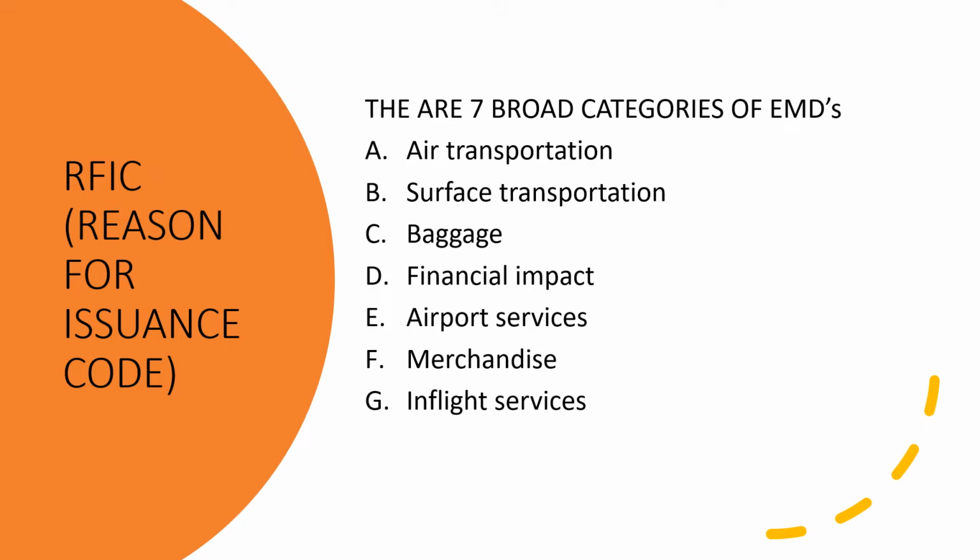We have 7 broad categories of an EMD, which are the reasons for issuing the EMD, also known as RFIC. Now, very important, when writing the exam, it's very important for you to indicate the alphabet letter from A to G. So please, students, do not just write Transportation, because you will be penalized.